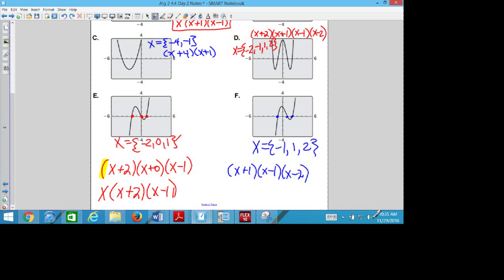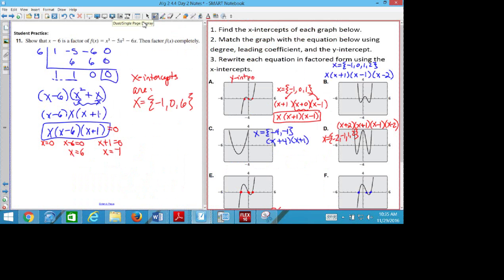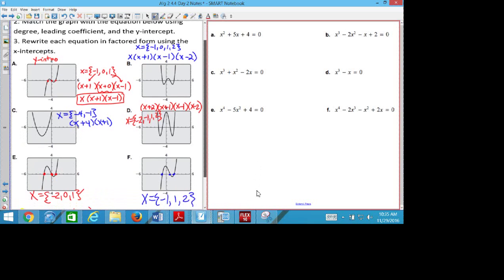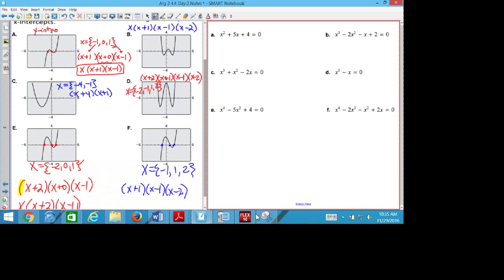Okay, and then for matching, if you found the x or the y-intercepts, that would give you most of the matches. Most of them, not quite all of them, there were 2 of them that were kind of tricky. Question, which one? Lowercase a, which one did that one have to match to? That one is C, because that's the only one that's quadratic. That's the only parabola.